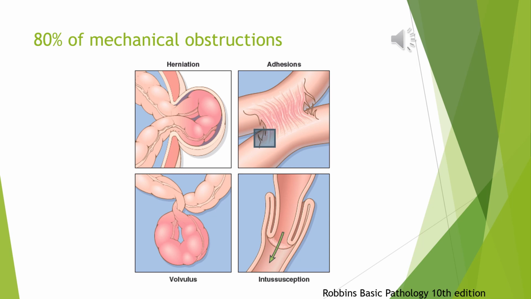We have umbilical hernia, femoral hernia, inguinal hernias, and in all of these, a part of the bowel is trapped in the hernial sac, and there will be obstruction. And in some cases, it will be complicated by infarction of this bowel segment.